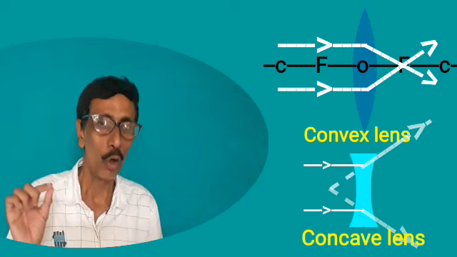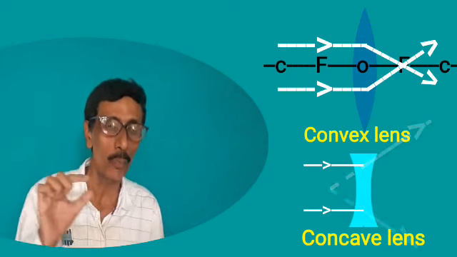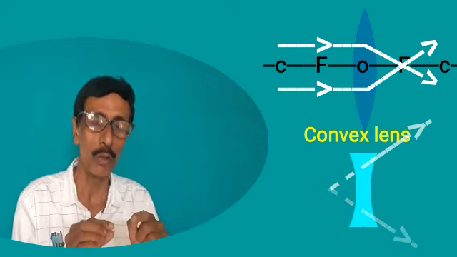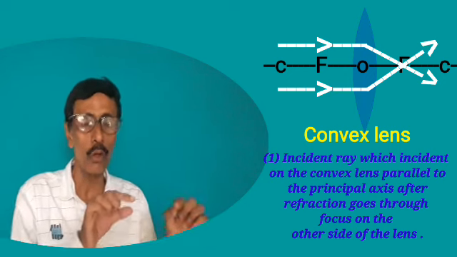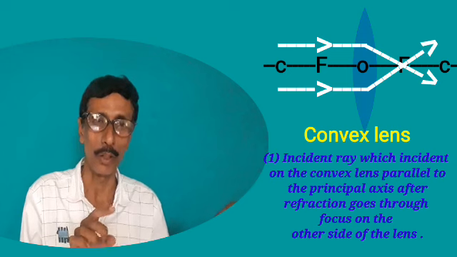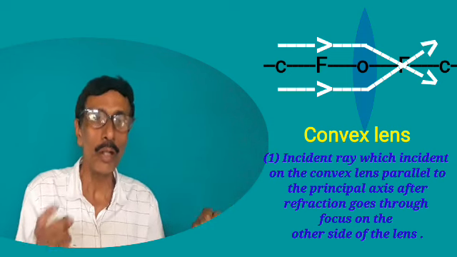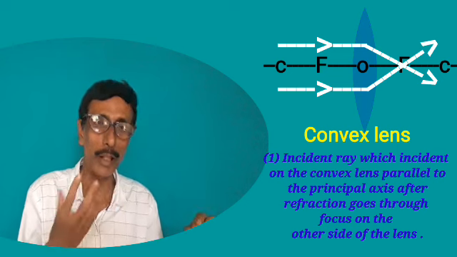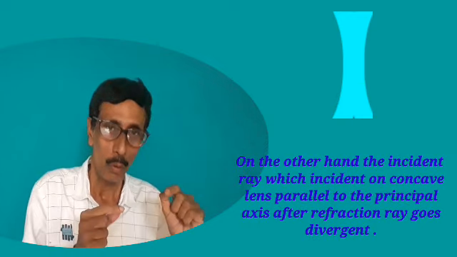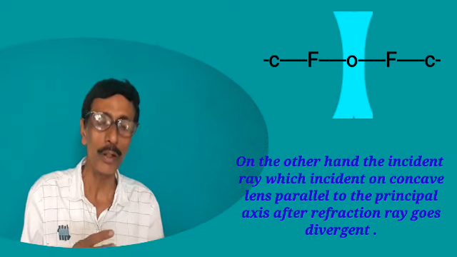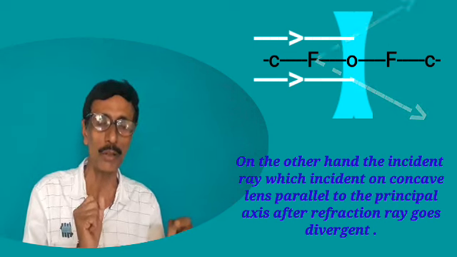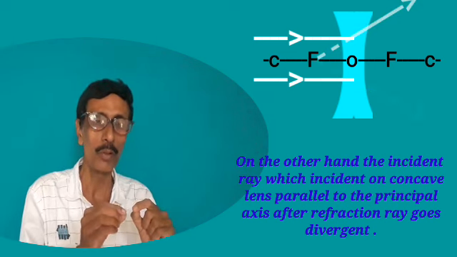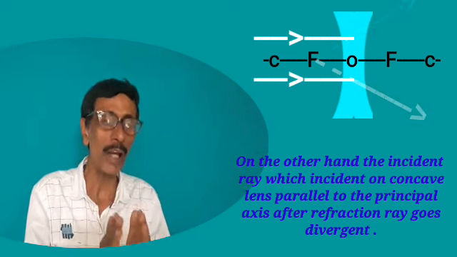We need to know the rules of refraction on convex and concave lenses. Number one, the incident ray which is incident on the convex lens parallel to the principal axis, after refraction goes through the focus on the other side of the lens. We must know this. On the other hand, the incident ray which is incident on the concave lens parallel to the principal axis, after refraction, goes in a divergent way on the other side of the lens.